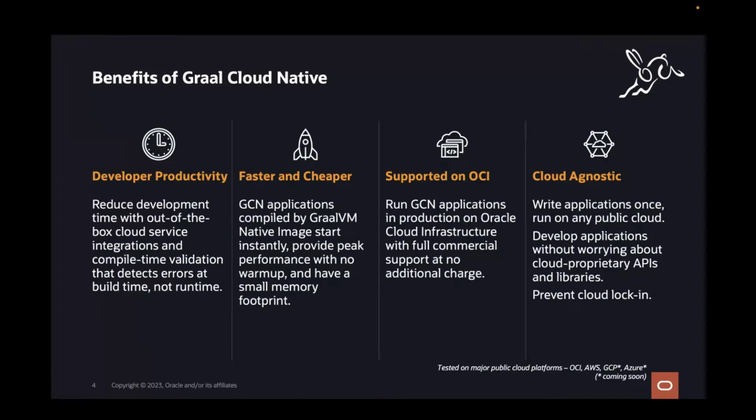GCN modules are cloud agnostic, as I've said. Our vision with GCN is to provide these cloud service abstractions, so once you write your application, you can run it on any supported public cloud. Today we support OCI and AWS, and we have GCP and Azure on the roadmap. So they should be coming soon. And the advantage is that you don't have to worry about learning proprietary cloud APIs and libraries, and thereby prevent cloud lock-in.